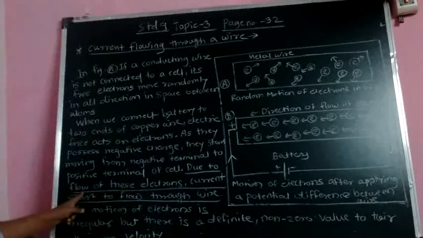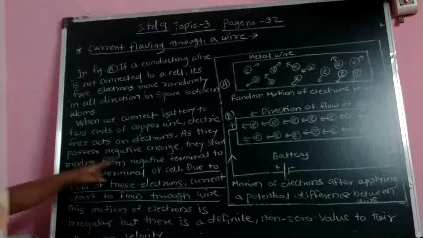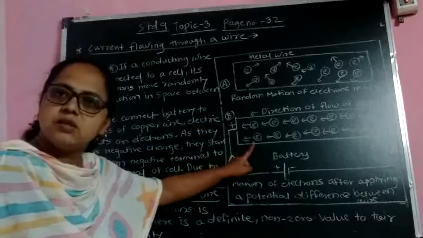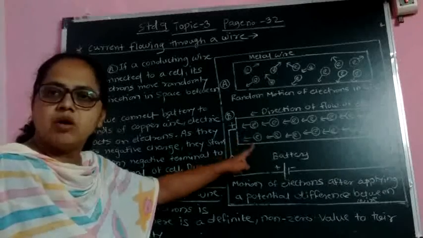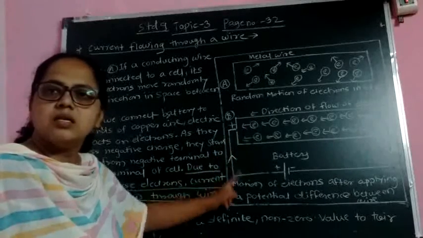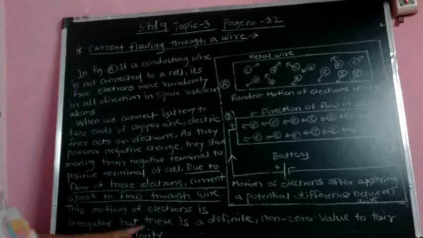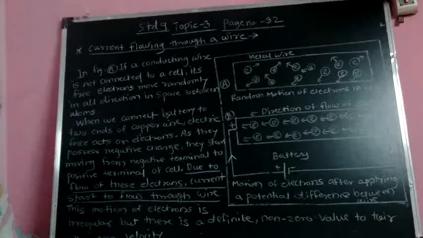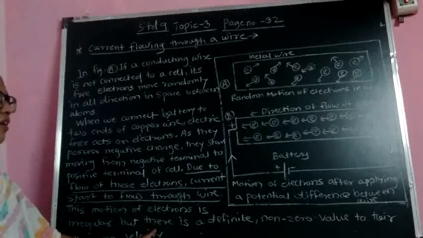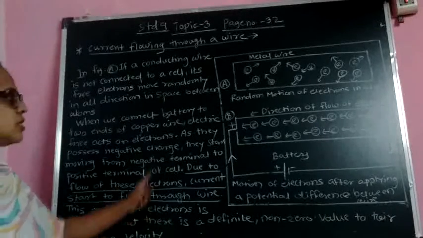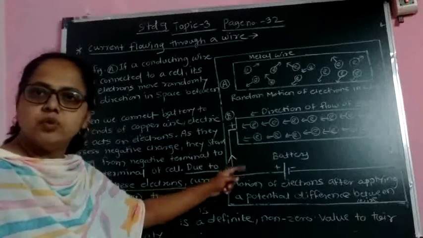So you can see here, due to the flow of these free electrons, current starts to flow through the wire. The motion of electrons is irregular, but there is a definite non-zero value to their average velocity. So in this way, the current flows through a wire, and because of free electrons, current flows through a wire.